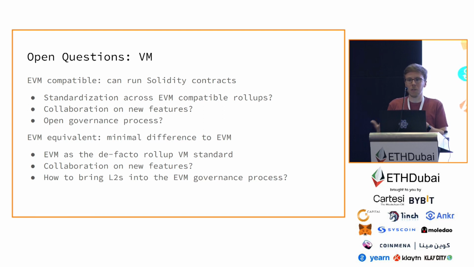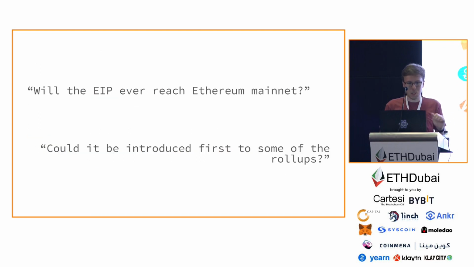How does it work with the governance process? Right now, the governance process is only layer 1 teams coming together deciding about new features. But how do we integrate layer 2 teams into this process, right? And again, there are no answers yet. But just to leave you with the two questions we started with: will the EIP ever reach Ethereum mainnet? Hopefully, but we will have to see.